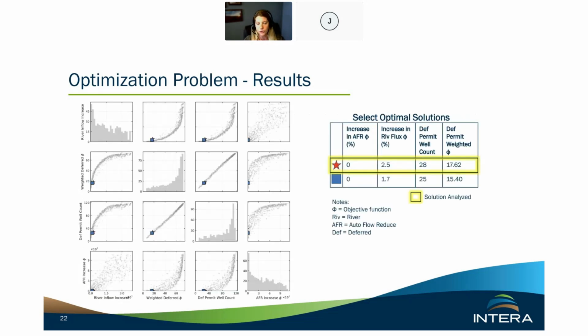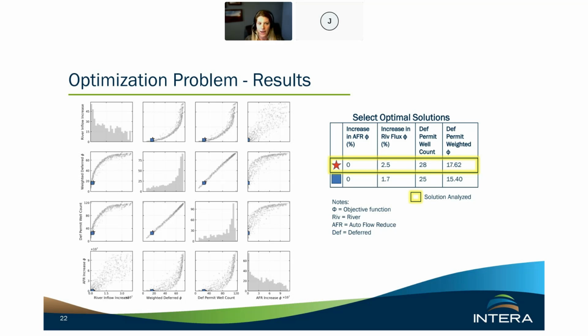So here are a few solutions that we looked at. I'm showing 2 with a star and a square, so you can see where they lie on each one of these Pareto curves. Particularly, we were interested in solutions that had no triggering of AFR across that 20-year planning horizon. And we were looking at small increases in river flux, but we were generally finding that as a trade-off, you couldn't really get no river flux increase in this solution. So we selected one that had a small increase in river flux.